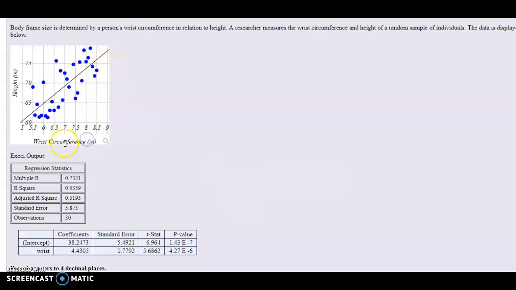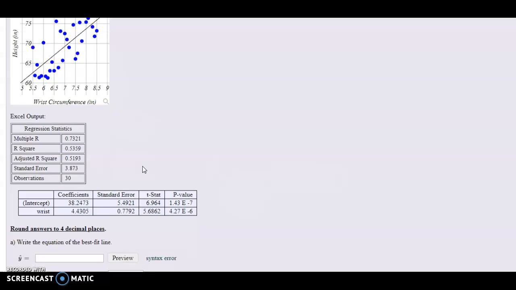We can tell what we are comparing. We're comparing wrist circumference for our x value, and we're comparing height for our y value. All right. So when we do this, this has all been spit out for us by itself. Here is our r value. Here's r squared. These are the ones we care about.